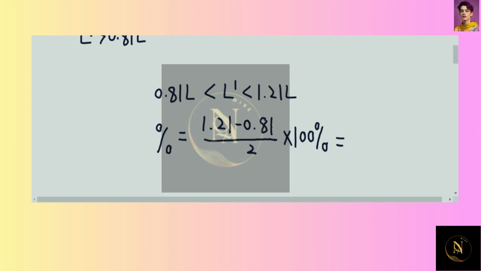Okay, so the percentage should be, let's say, the percentage here is equal to 1.21 L minus 0.81 L. You know what, let's forget about the L because we only care about the percentage, which is the number. So it should be 1.21 minus 0.81, and then divide by 2, times 100%. And this will give us the percentage, which is about 20%.